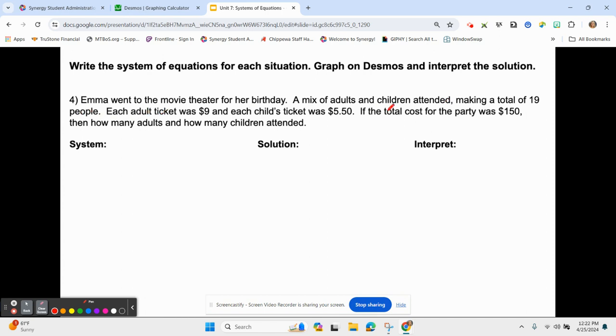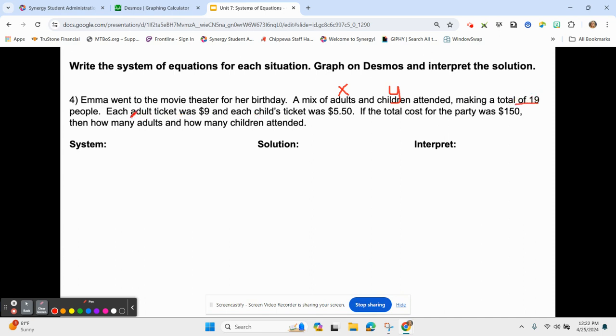Okay, so first of all, I'm noticing that there's adults and children. So there's 2 variables. We've got kids and we've got adults for a total of 19. So I'm going to make adults my X variable, and I'm going to make children my Y variable. Together, there's a total of 19.